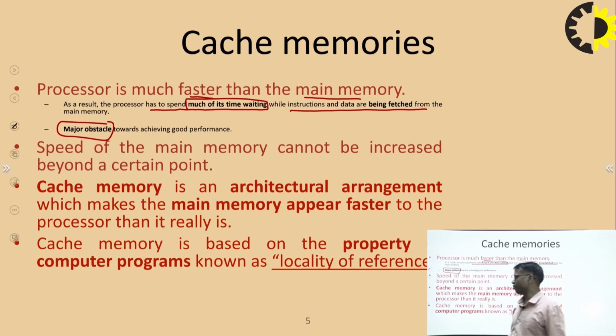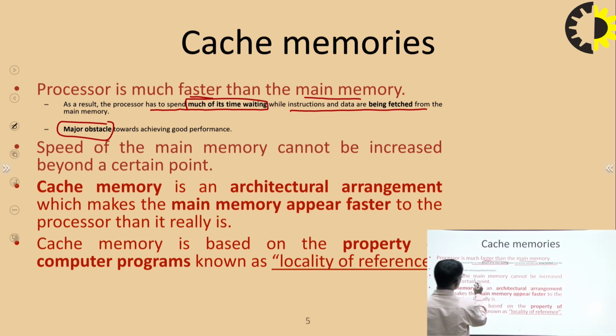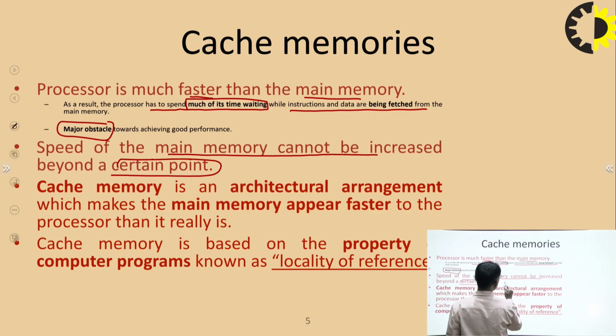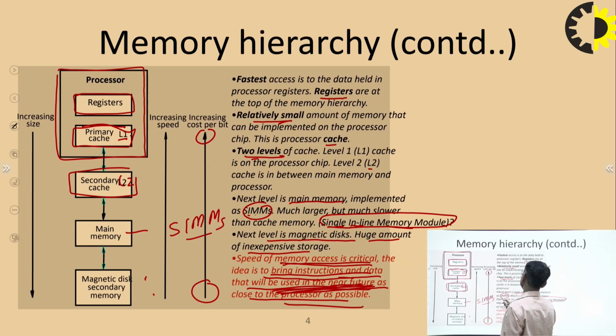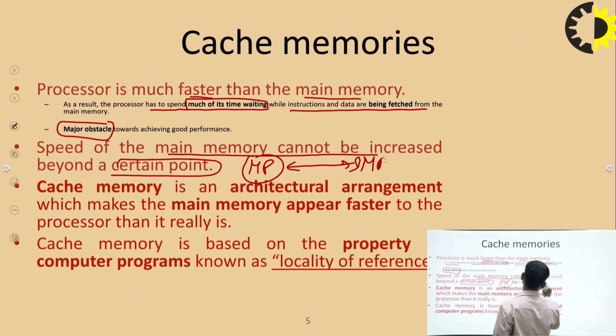To deal with this problem, the speed of the main memory cannot be increased beyond a certain point, because there are some limitations. The microprocessor is not on the same chip or the same bus. It is separated by a bus and put on another board where these SIMMs, the single inline memory modules, are arranged. So there is a distance, beyond a certain limit it cannot improve.